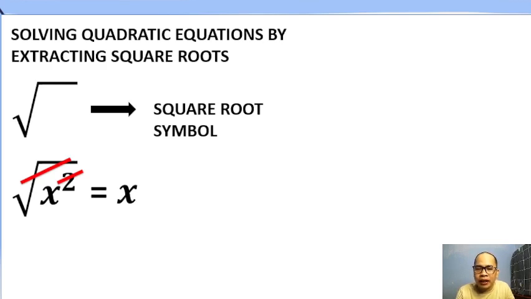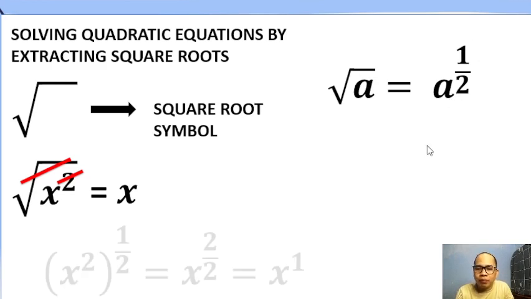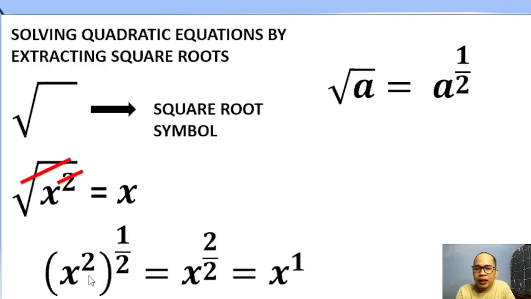Paano na po nangyari yan? Let's say, for example, the square root of a is equal to a raised to 1/2. Take note po natin that the square root is equivalent to raised to 1/2. Therefore, kapag meron tayong x squared, raised natin sa 1/2, we have here the power 2 and the power 1/2, so we're going to multiply. 2 times 1/2 is equal to 2 over 2, or x raised to 1. That is also equal to x, and that is the relationship of the squared to the square root if we're going to extract.